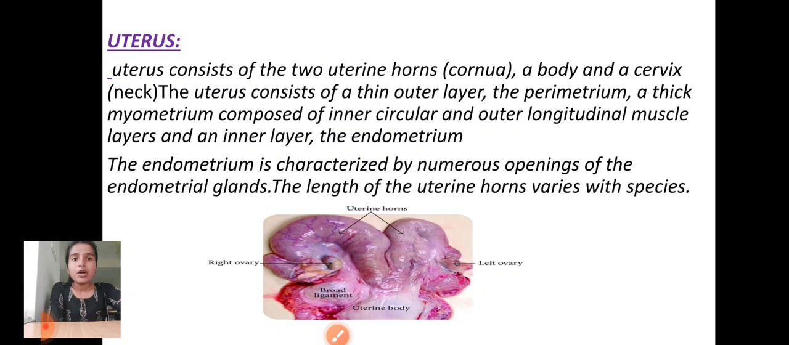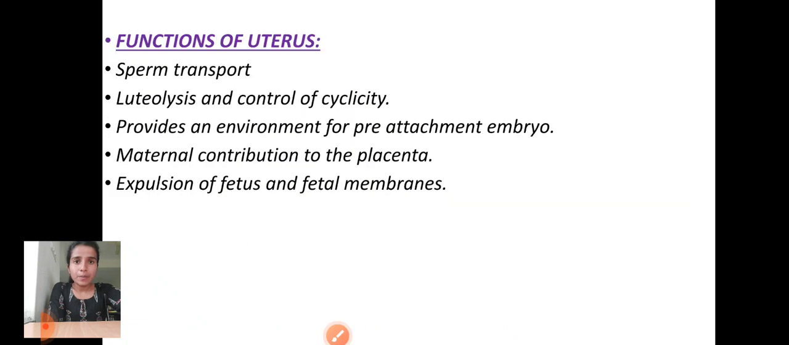Coming to the uterus. The uterus consists of two uterine horns called cornua, a body, and a cervix, which is the neck. The uterus consists of a thin outer layer, the perimetrium, a thick myometrium composed of inner circular and outer longitudinal muscle layers, and an inner layer called the endometrium. The endometrium is characterized by numerous openings of the endometrial glands. The length of the uterine horns varies with the species.